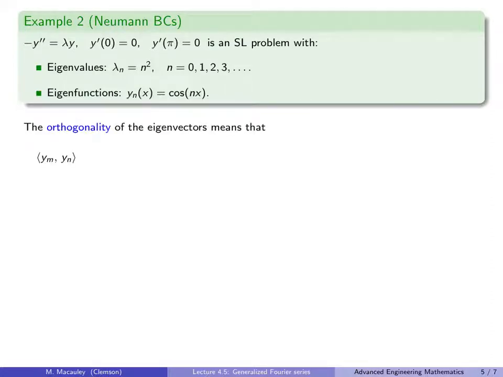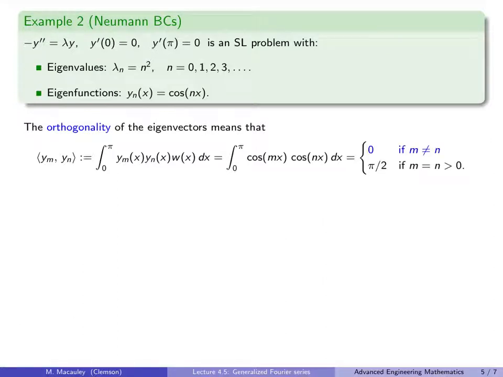The orthogonality of the eigenvectors means that if you take the inner product of ym and yn, by definition, this is the integral from 0 to pi of ym times yn times the weighting function w of x dx. This is the integral from 0 to pi of cosine of mx times cosine of nx times 1. That's w of x. And it's easy to check that that is 0 if m and n are different, and it's pi over 2 if m and n are the same, assuming they're both actually cosines and not constants.